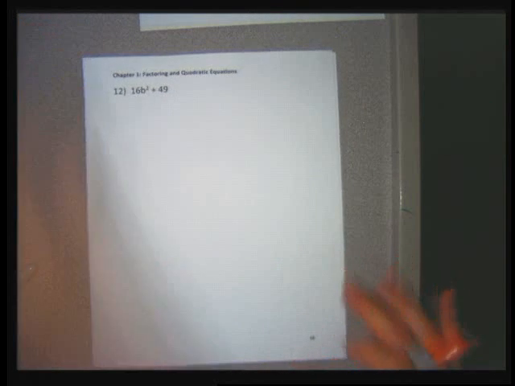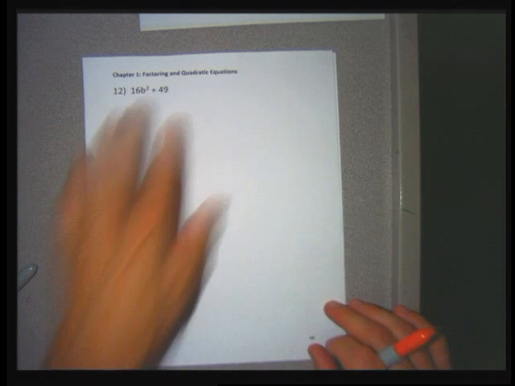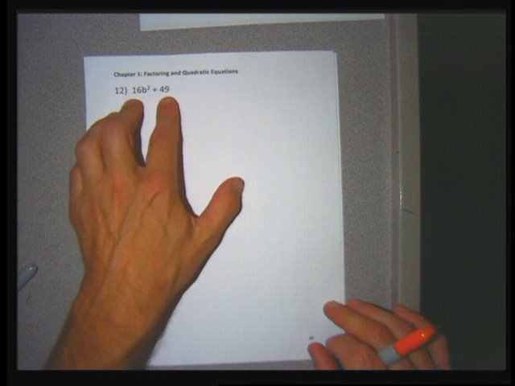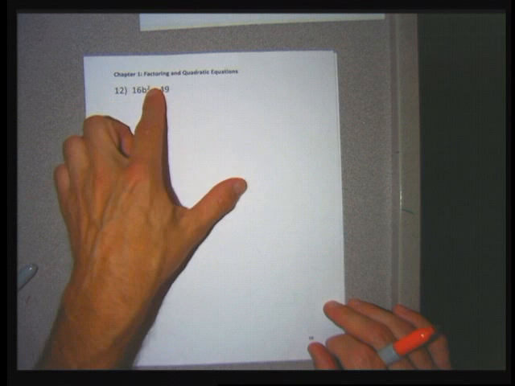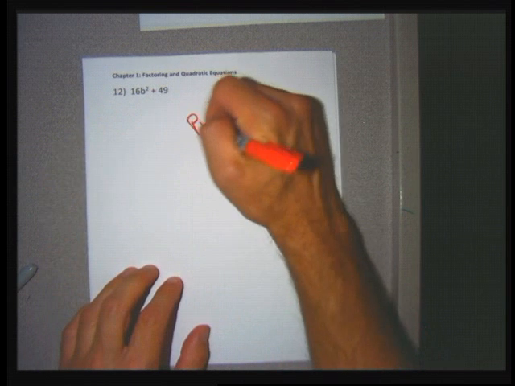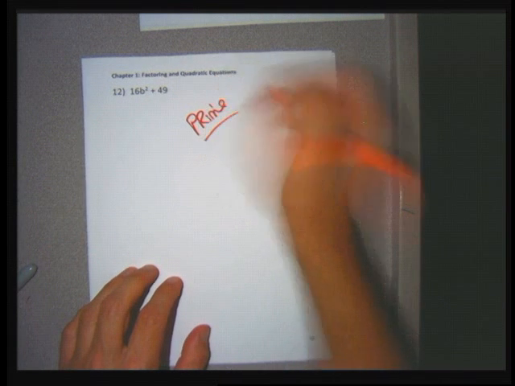12 is a sum of squares. It's a square problem because it has 2 terms. 16 has a square root of 4, 49 has a square root of 7, the exponent's a multiple of 2, and sums of squares are all prime.